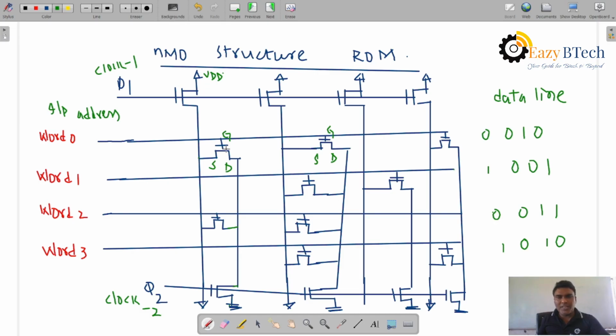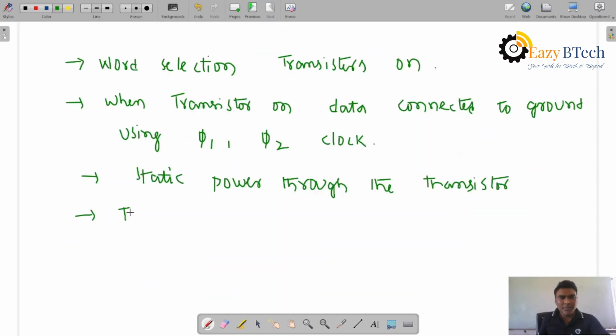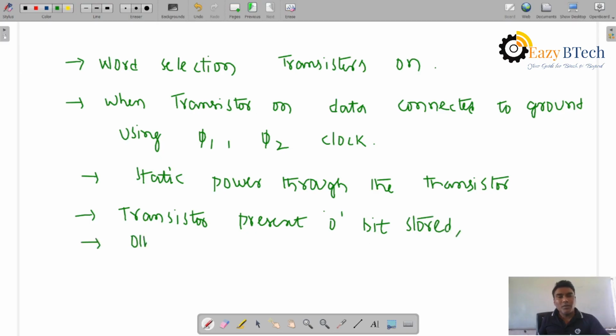You see this one, when the transistor is present, it is 0. I want to tell you this: transistor present means logic 0, so a 0 bit is stored. Otherwise, logic 1 is stored. Okay, so this is a ROM structure.